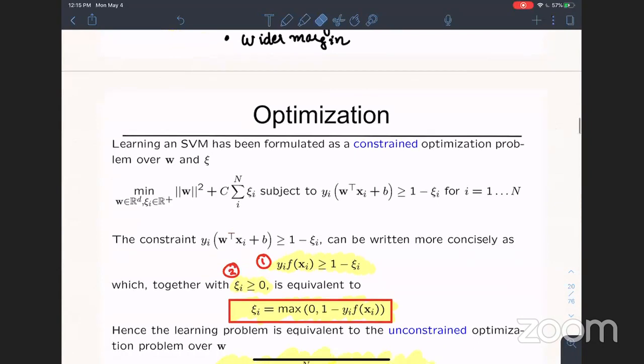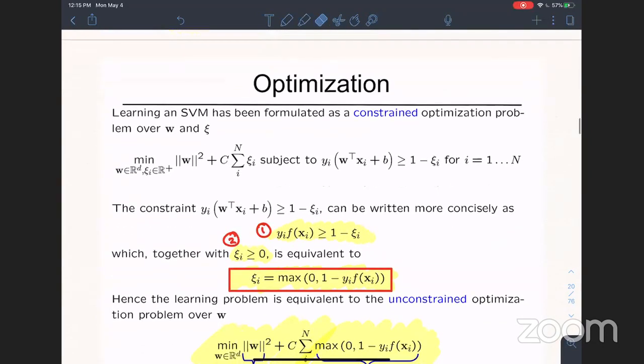Okay. So basically what happens is now, unknowingly, we have created two constraints. One is that yi times (W transpose x plus b), which I'm now calling f, has to be greater than or equal to 1 minus eta i. But there's another constraint that eta i has to be greater than or equal to 0. So you can combine this into one loss function where eta i is either 0 or 1 minus yi f(xi).